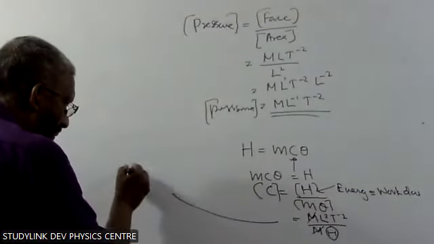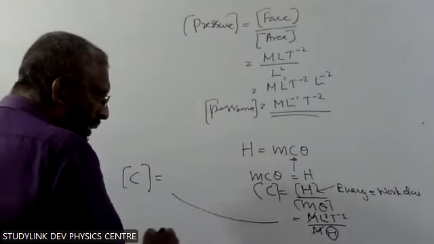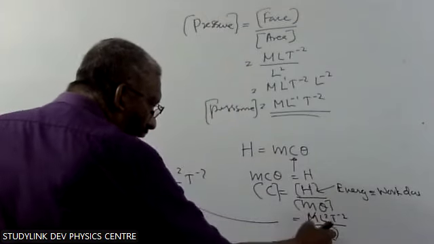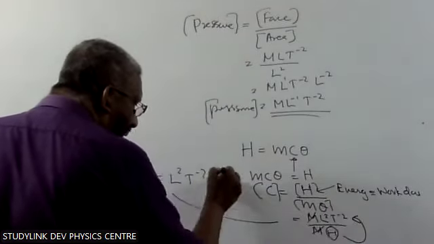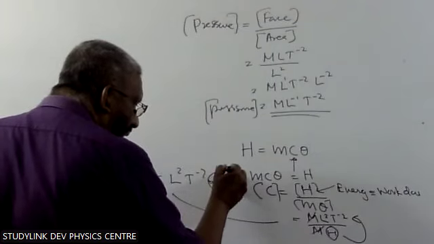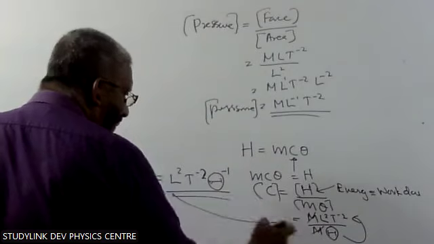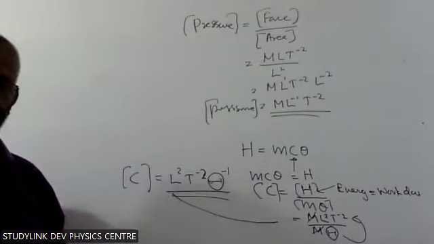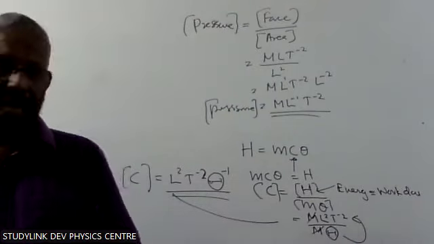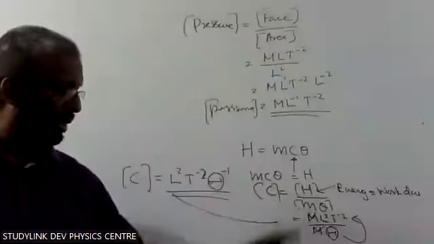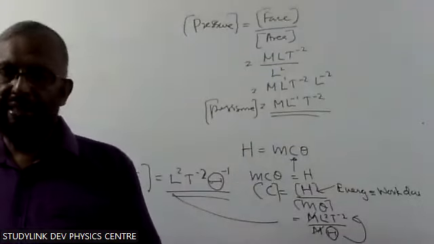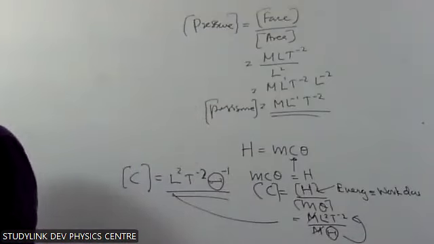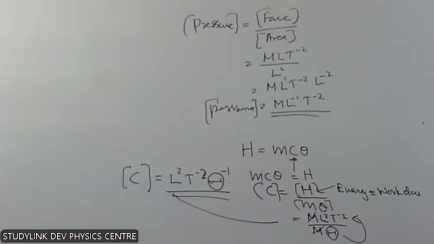Dimension of C, the specific heat capacity, is L squared T minus 2. This theta is taken up, theta minus 1. This is given. We don't want to remember. This is a given question also. Always, other than these three, they will give you the symbol or sign letter for the dimension.